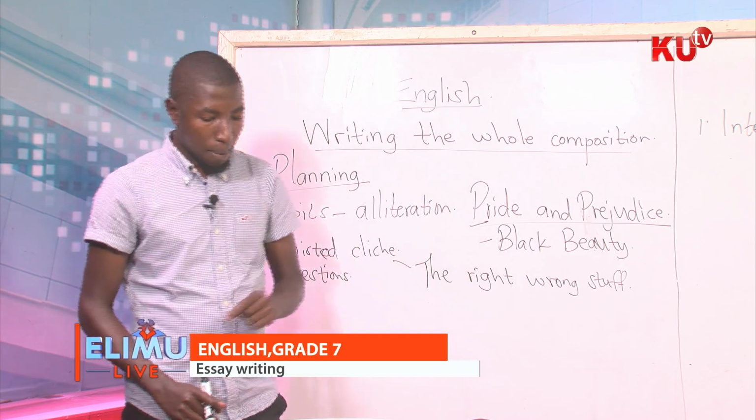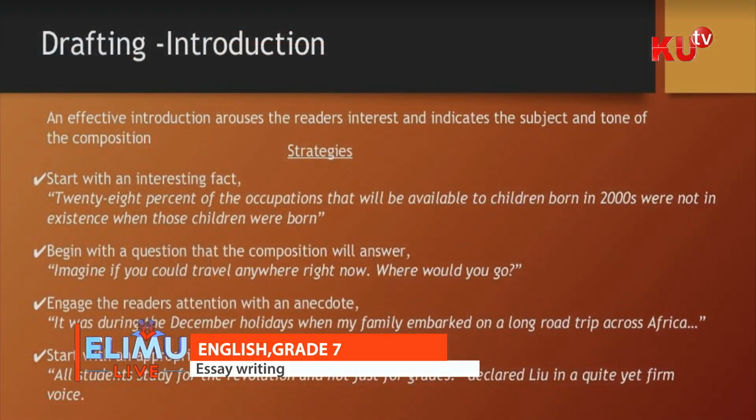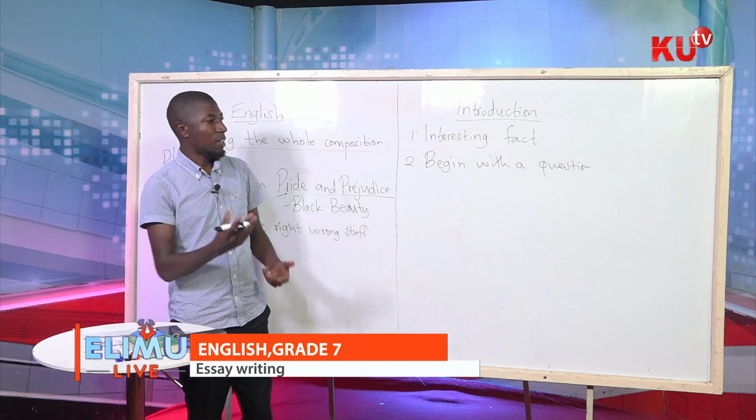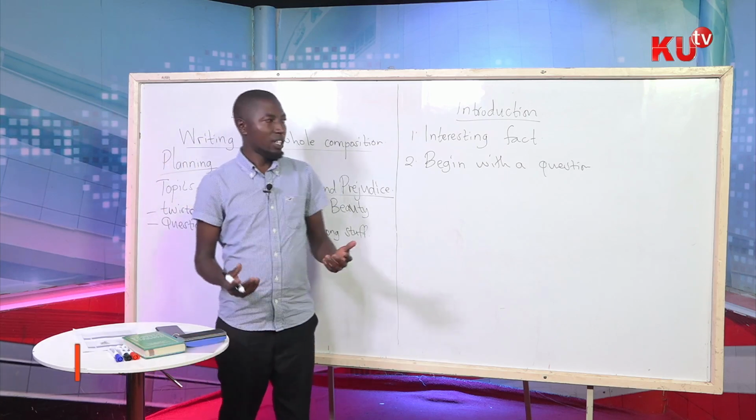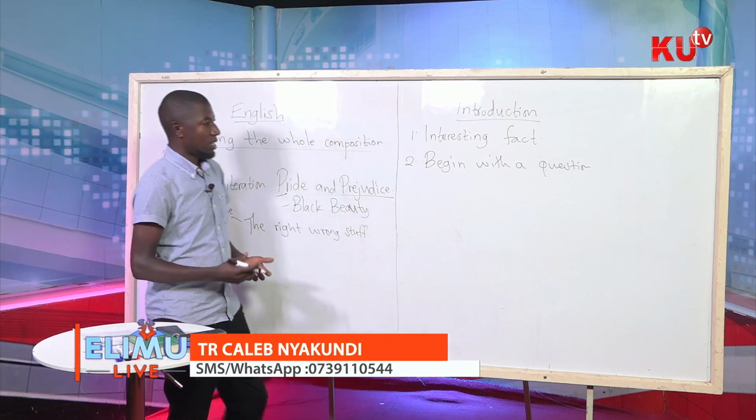Strategy number 2, begin with a question that the composition will answer. But I suggest that you don't begin with a question if you decided to write your title in form of a question, because now that will be redundant. So it will be perceived like you don't have many styles of writing. So you are repeating question because question is the only style you know.